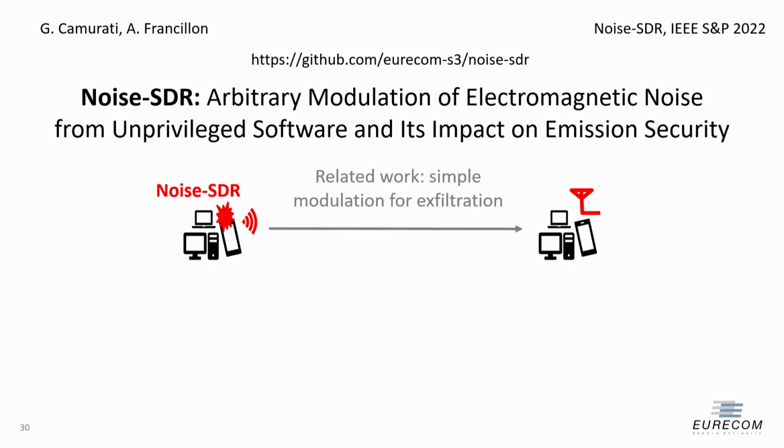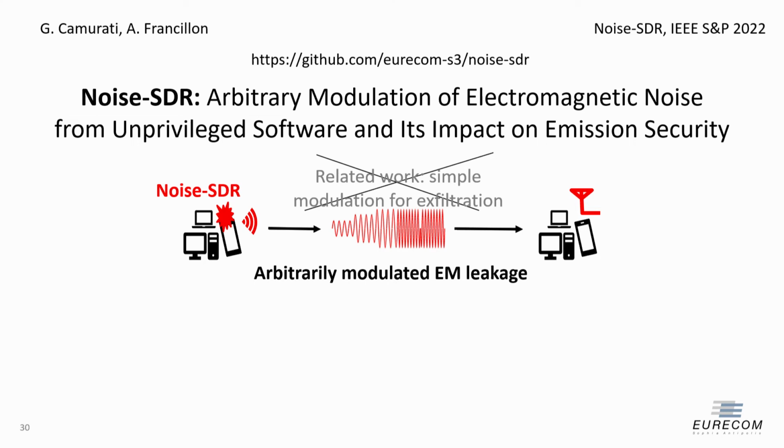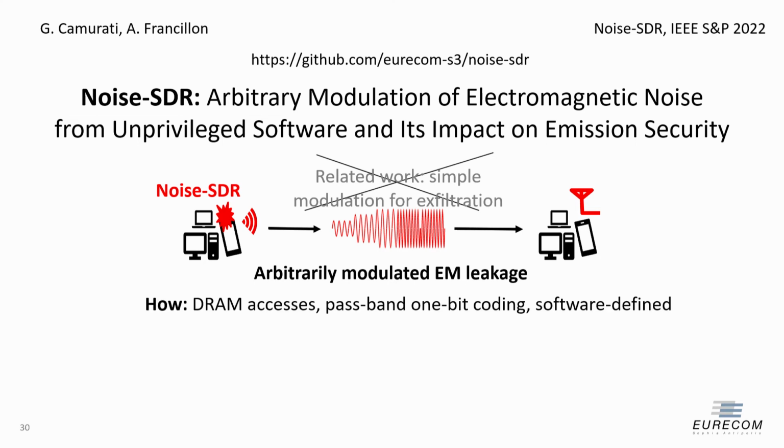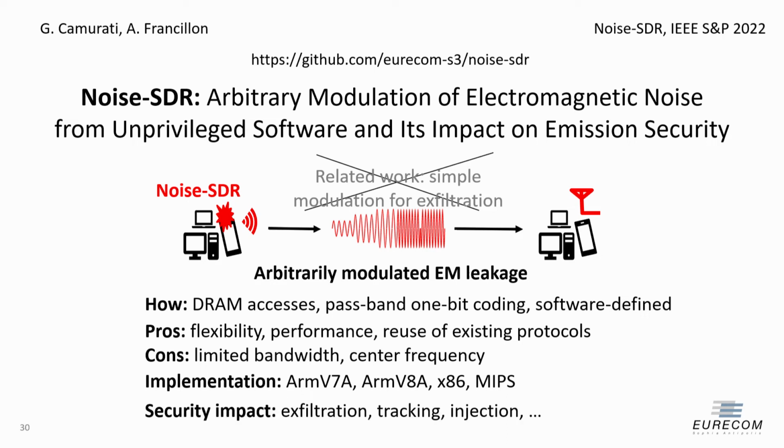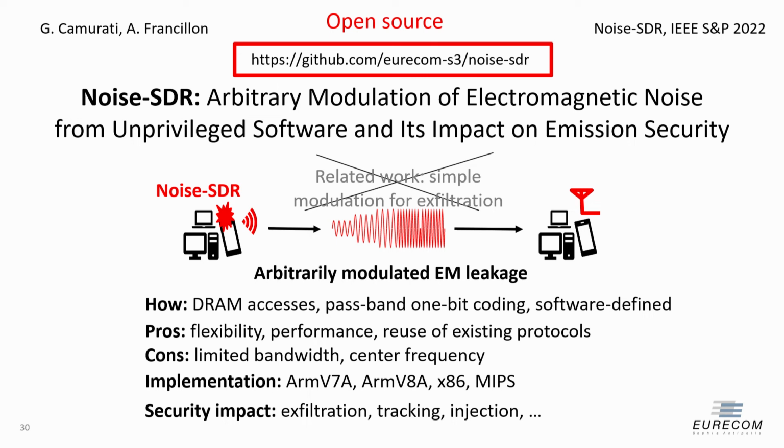So to conclude, Noise-SDR has achieved arbitrary modulation using passband 1-bit coding, and DRAM access is an example. It's flexible and performant, though there are some limitations on bandwidth and frequency, and we have implemented it on many architectures, and we have shown many security applications. Noise-SDR is open source. Feel free to try it out, and I'm now here available for any questions you might have. Thank you.